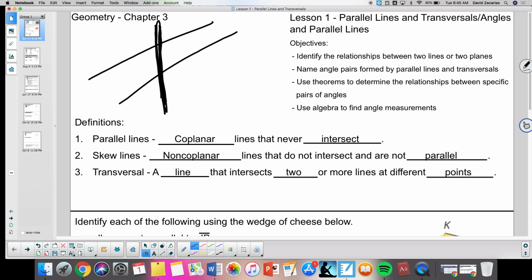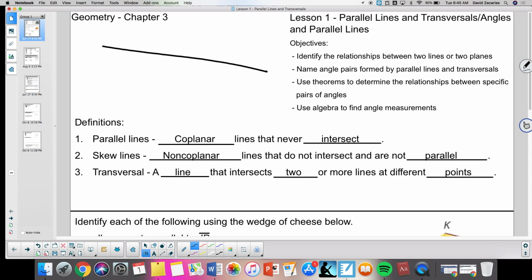Okay? Wow, that's really poorly drawn. Anyways, but notice it does say at two different points. So if I draw these two lines that intersect a third line intersecting right there, that would not be considered a transversal because it has to intersect the two lines at different points. So the transversal would look like this because it's crossing here and it's crossing here.